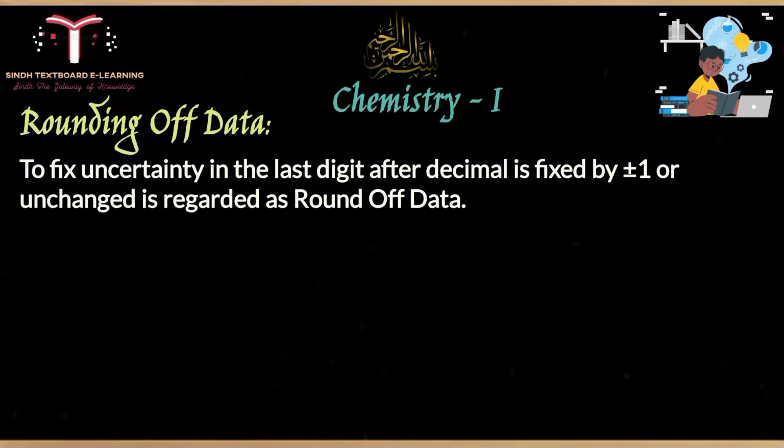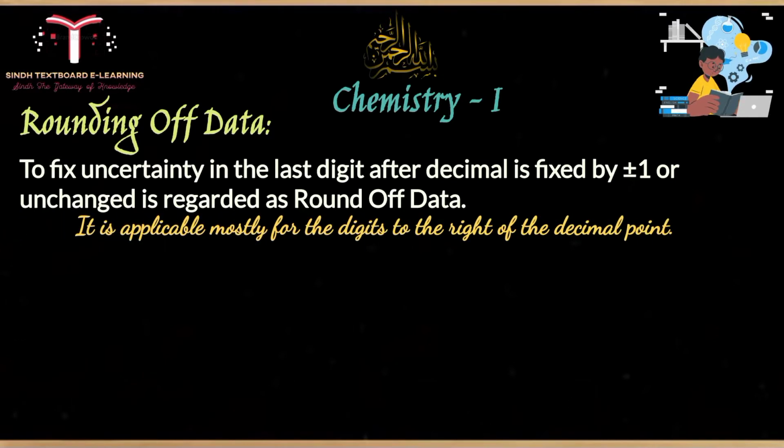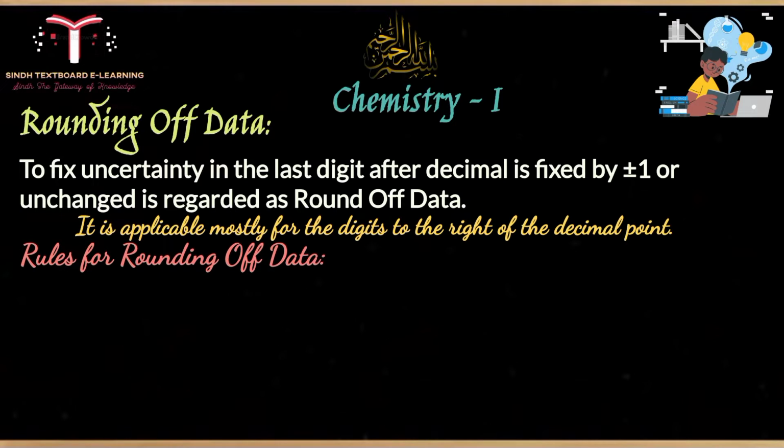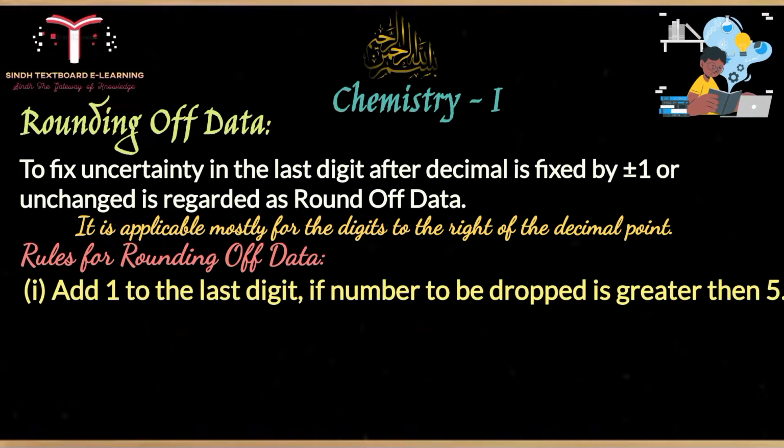Moving towards the next topic, rounding of data. To fix the uncertainty in the last digit after a decimal, by plus or minus 1 or leaving it unchanged, is regarded as rounding of data. So if a number has a decimal point, there is some uncertainty in the digits after the decimal. There are some rules in rounding of data.